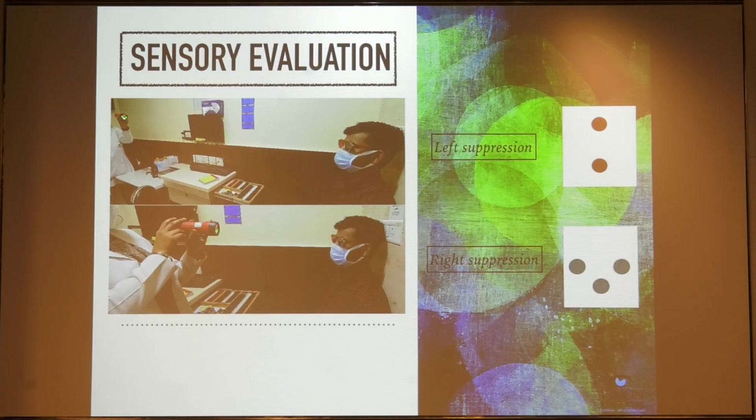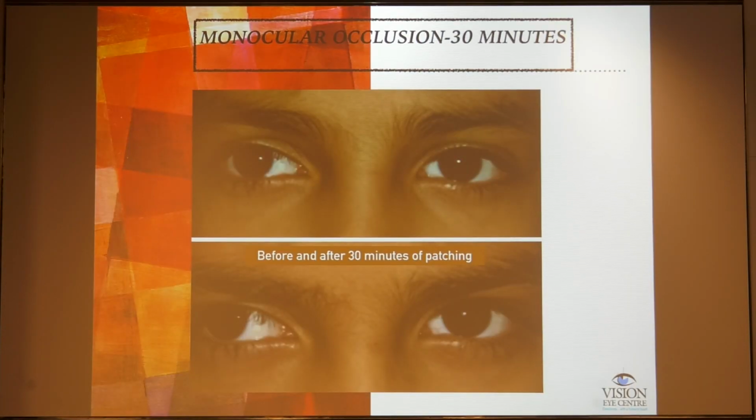Sensory evaluation is critical in planning, especially in cases of intermittent divergent squint, and if high-grade stereoacuity is present, then a tenotomy of superior oblique should be avoided. Monocular occlusion is usually required in patients of intermittent divergent squint to uncover the total angle before surgery.